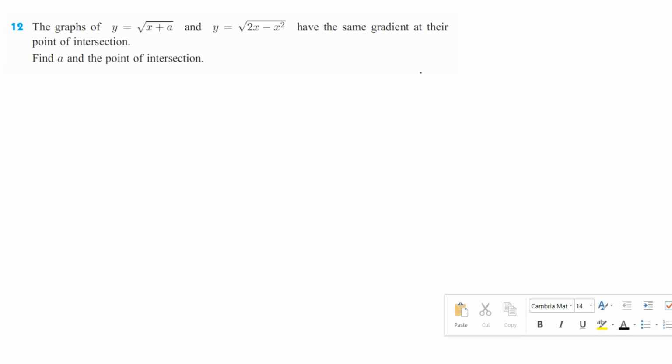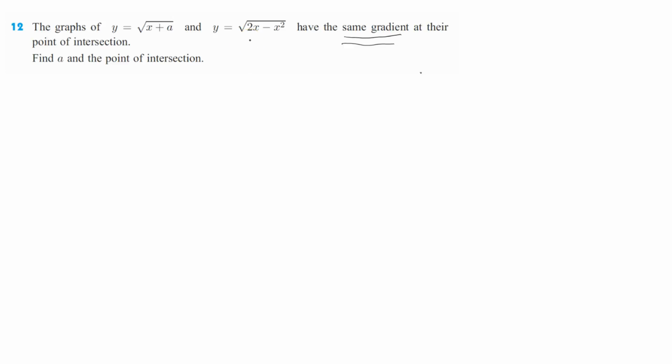Alright, so back again with our next question. The graphs of y equals the square root of x plus a and y equals the square root of 2x minus x squared have the same gradient at their point of intersection. Find a, the point of intersection. Gradients, what does that mean?